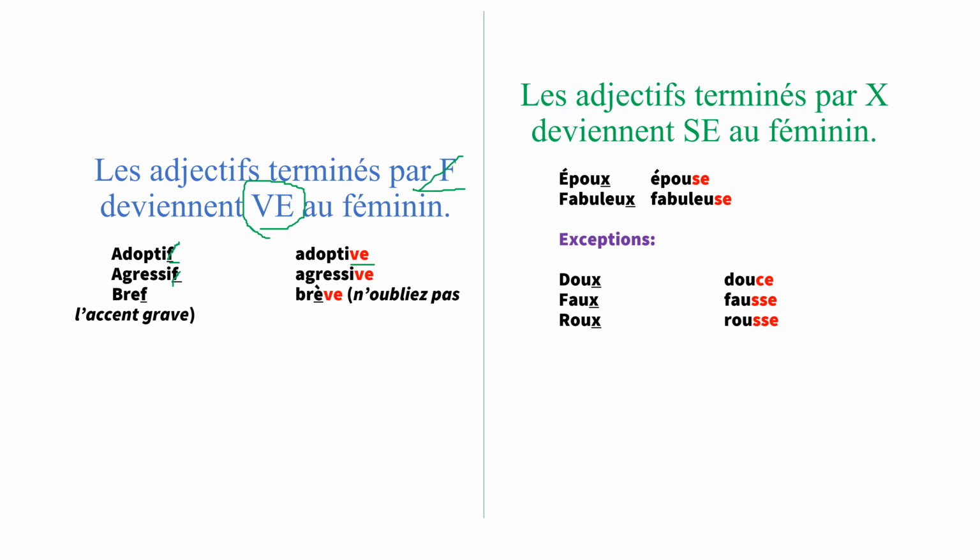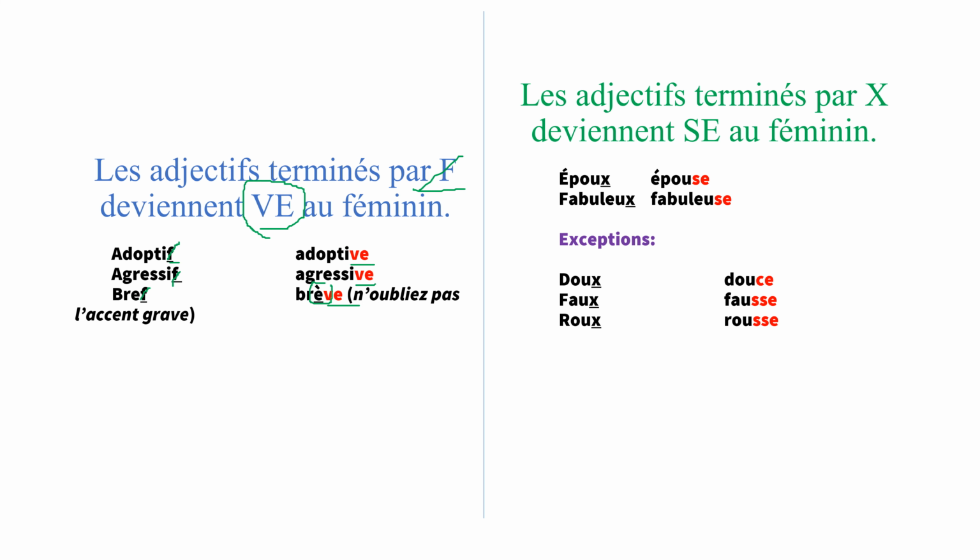Aggressive, we eliminate the F and we add VE. Bref, we eliminate the F and we have VE. Do not forget to add the E accent grave. Bref. Okay? So, moving on.